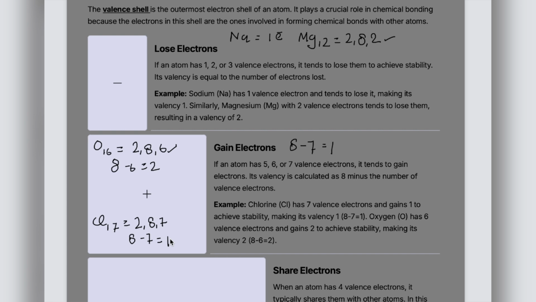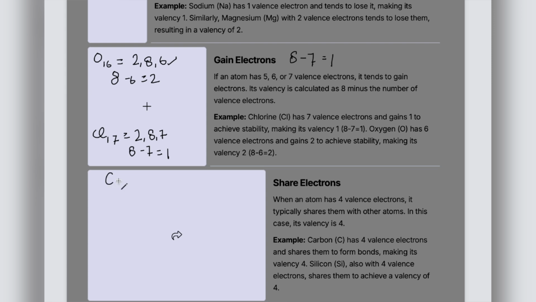If an atom has to share its valence electrons, then its valency is equal to its valence electrons. Like in the case of carbon. Carbon has atomic number 6. Its electronic configuration will be 2, 4. So there are 4 electrons in the valence shell. It tends to share all its 4 electrons with other atoms. So its valency will be 4.